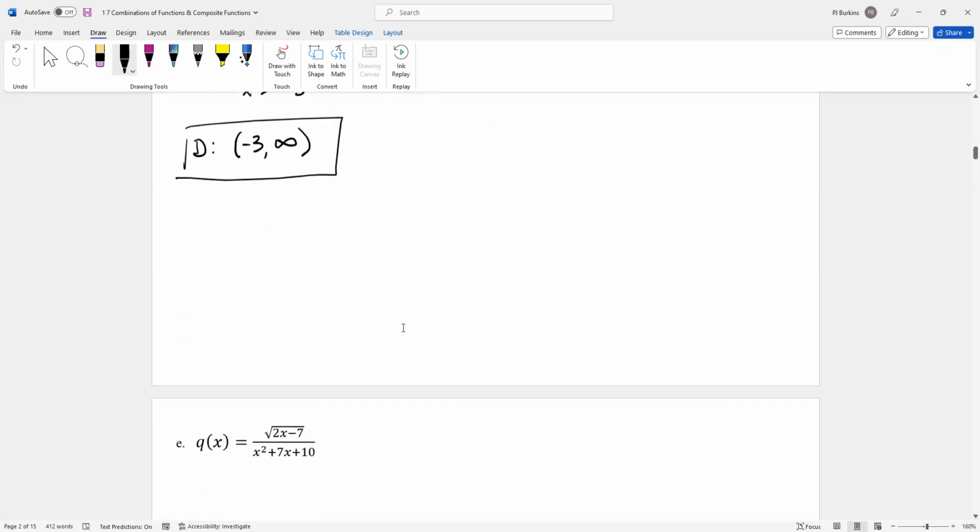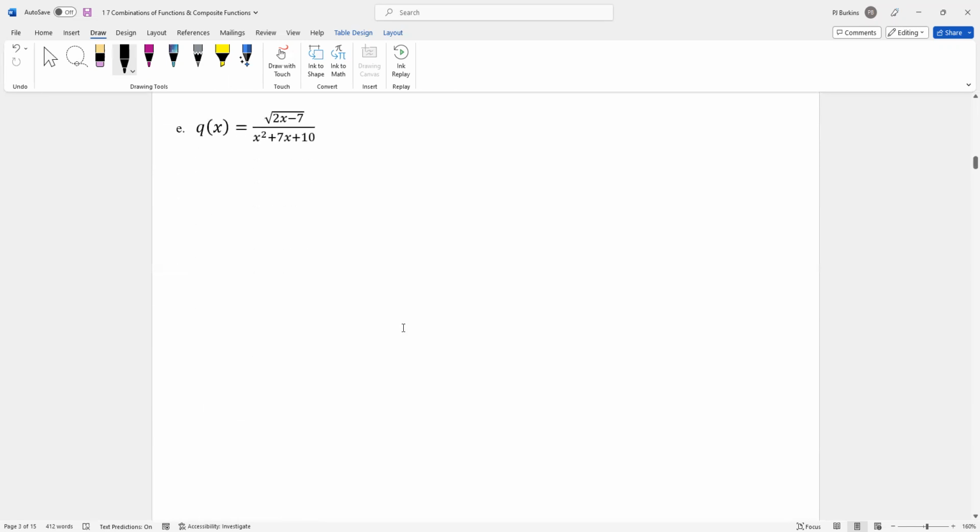One more example. So here I have, again, a radical, but it is in the numerator this time. And I have a rational function. Let's say function. I gotta be careful with my terms. Okay, so under the radical, right, the 2x minus 7 has to be greater than or equal to 0.